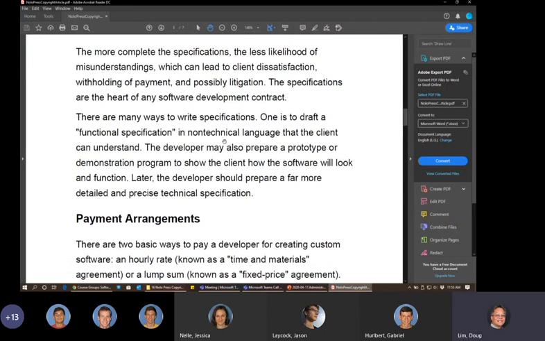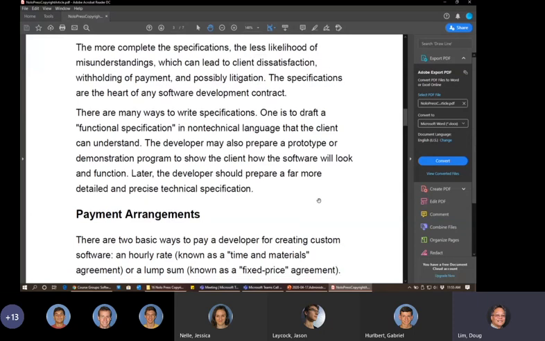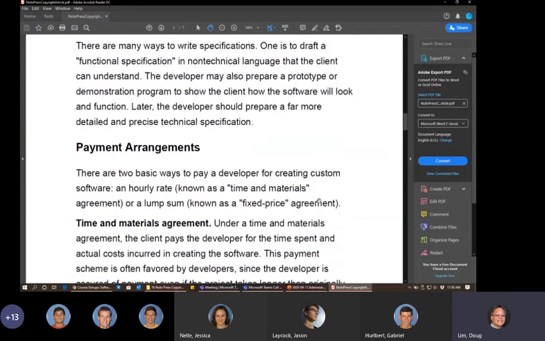And here, this paragraph talks about that, using a draft of the functional specification in non-technical language that the client can understand. Pictures can help. Prototypes are a very valuable tool to demonstrate to the client what you're planning on doing, and for the client to give feedback whether what you're doing is what they're expecting or whether it's not.